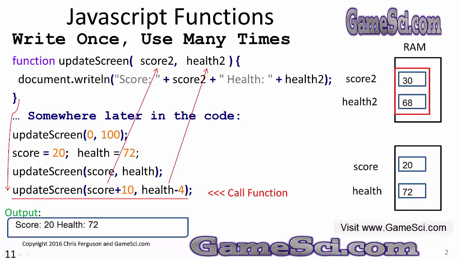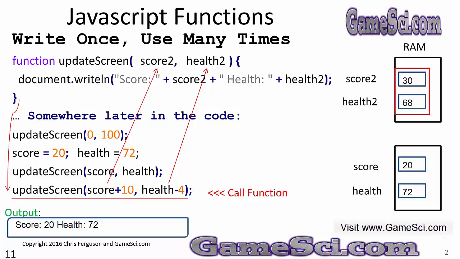This time I'm going to send my arguments slightly different. I need to send a number to update screen. How I get that number doesn't matter. Here I sent a hard-coded 0. Here I sent the value of a variable. Now I'm going to do a little math and send the result of that math.